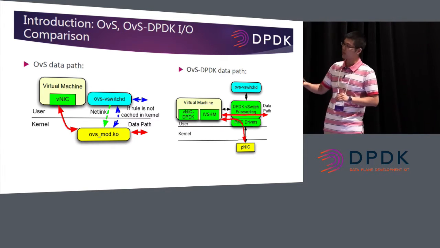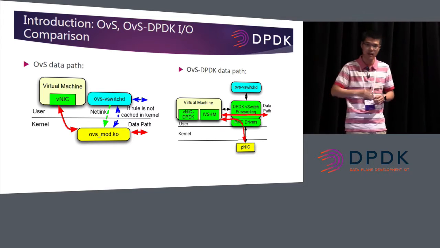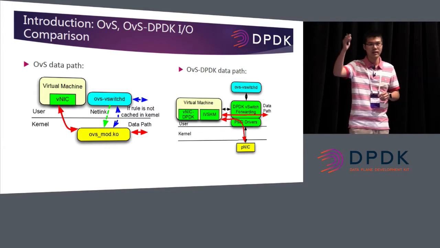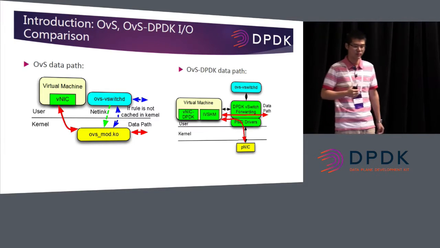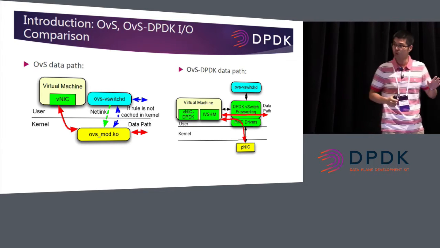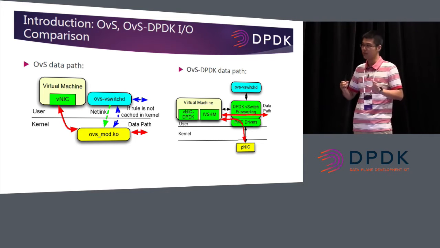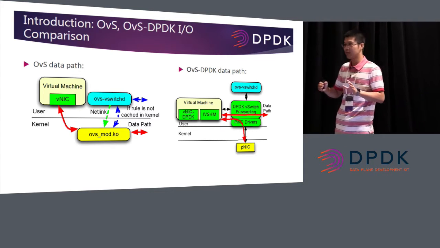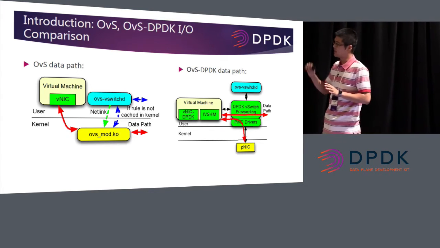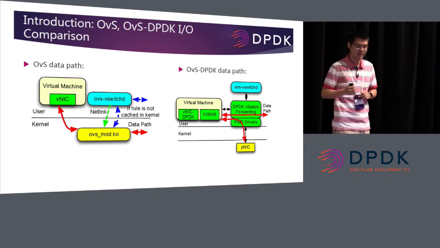And if the rule is not cached in the kernel, then obviously it has to go ask the daemon and gather rules. So this will involve a lot of context switches, the user to kernel context switches. We will give you some concrete analysis on this case in later slides.